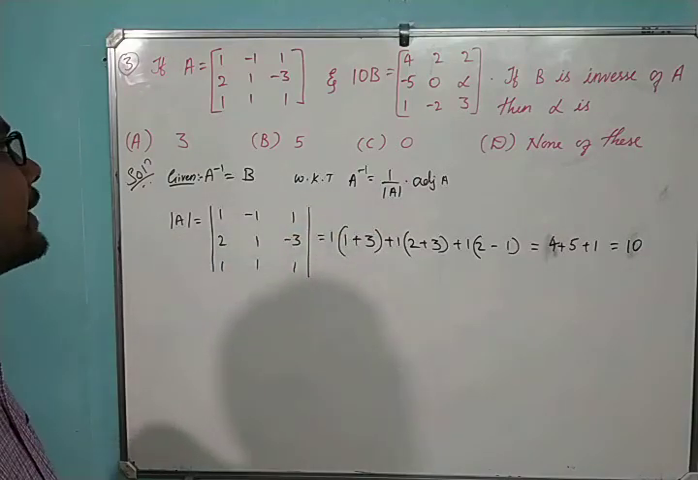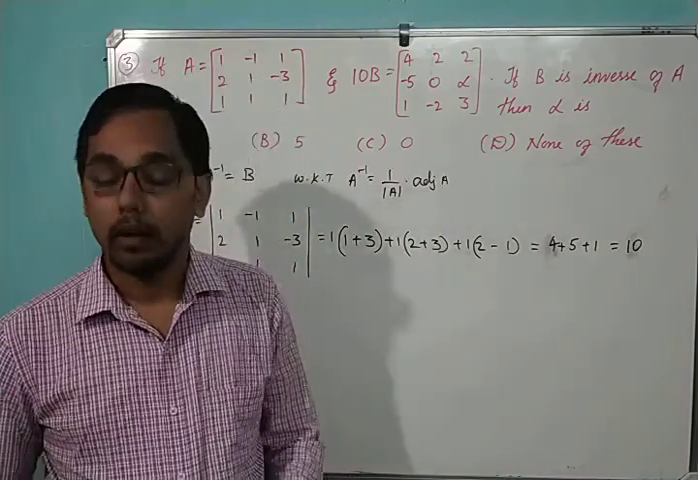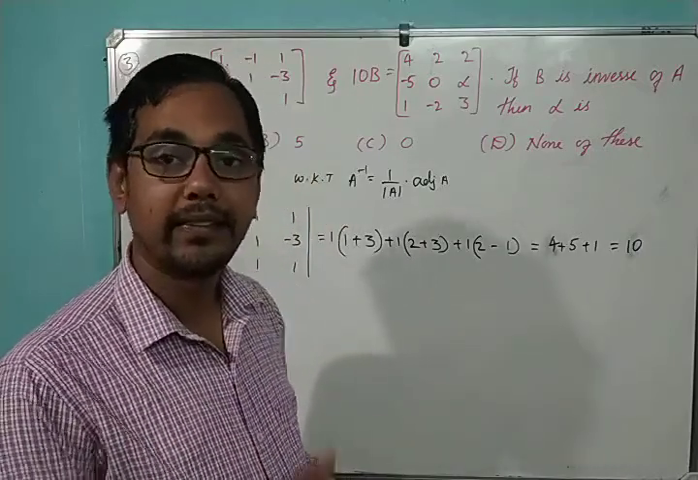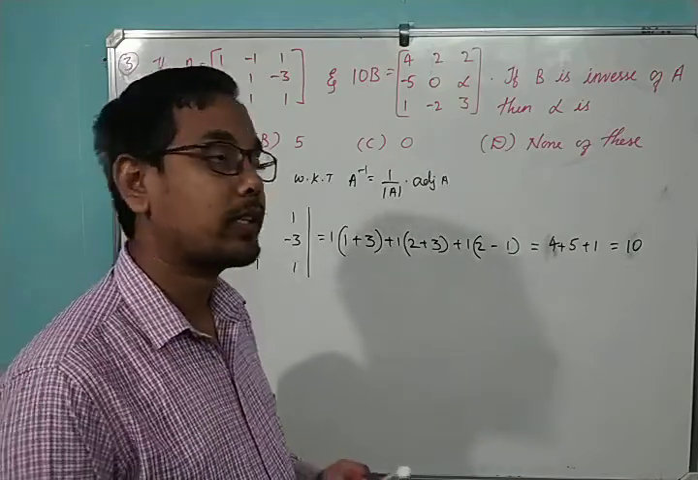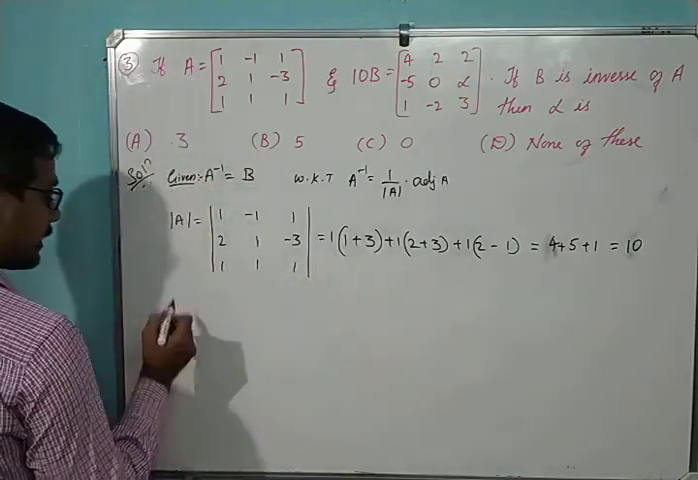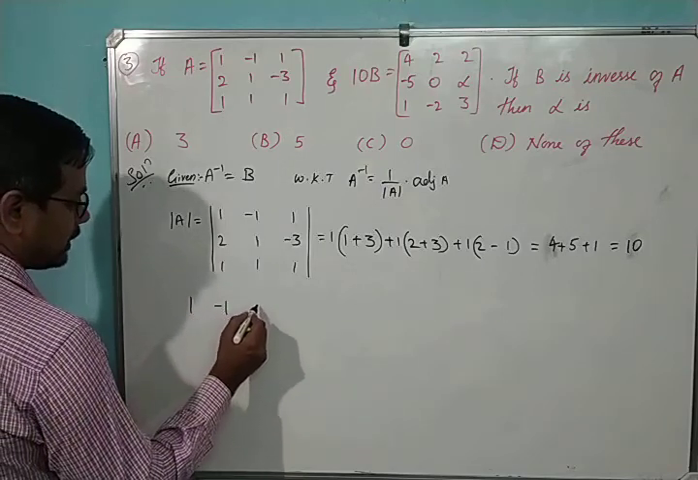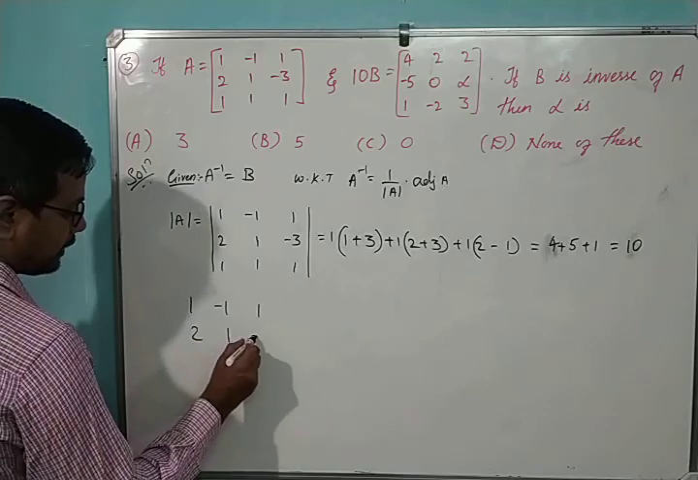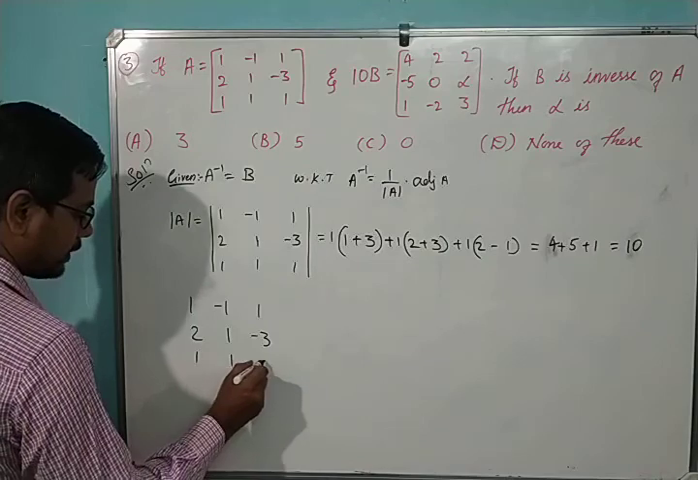Let's find adjoint A. Adjoint A, if you go through the conventional way, it is calculating minors and cofactors, then arranging the cofactor matrix, then taking the transpose. So let's not go into that. Let's solve it through the trick. What is the trick? Write down the numbers. 1 minus 1, 1, 2, 1 minus 3, 1, 1, 1.